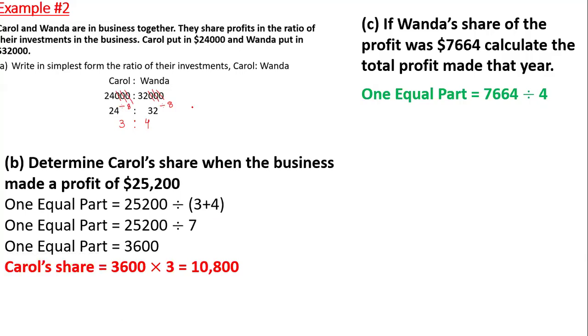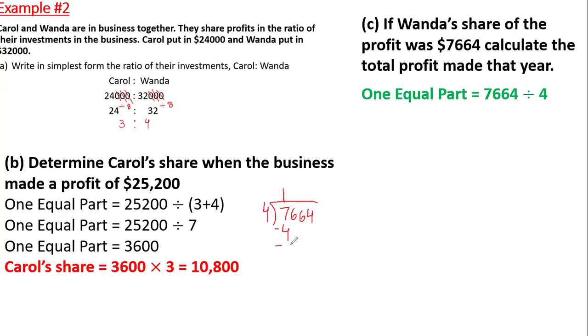1,916, and let's go ahead and do that division. So we have 4 into 7,664. We say 4 into 7, that goes what? Once. 4 times 1 is 4.